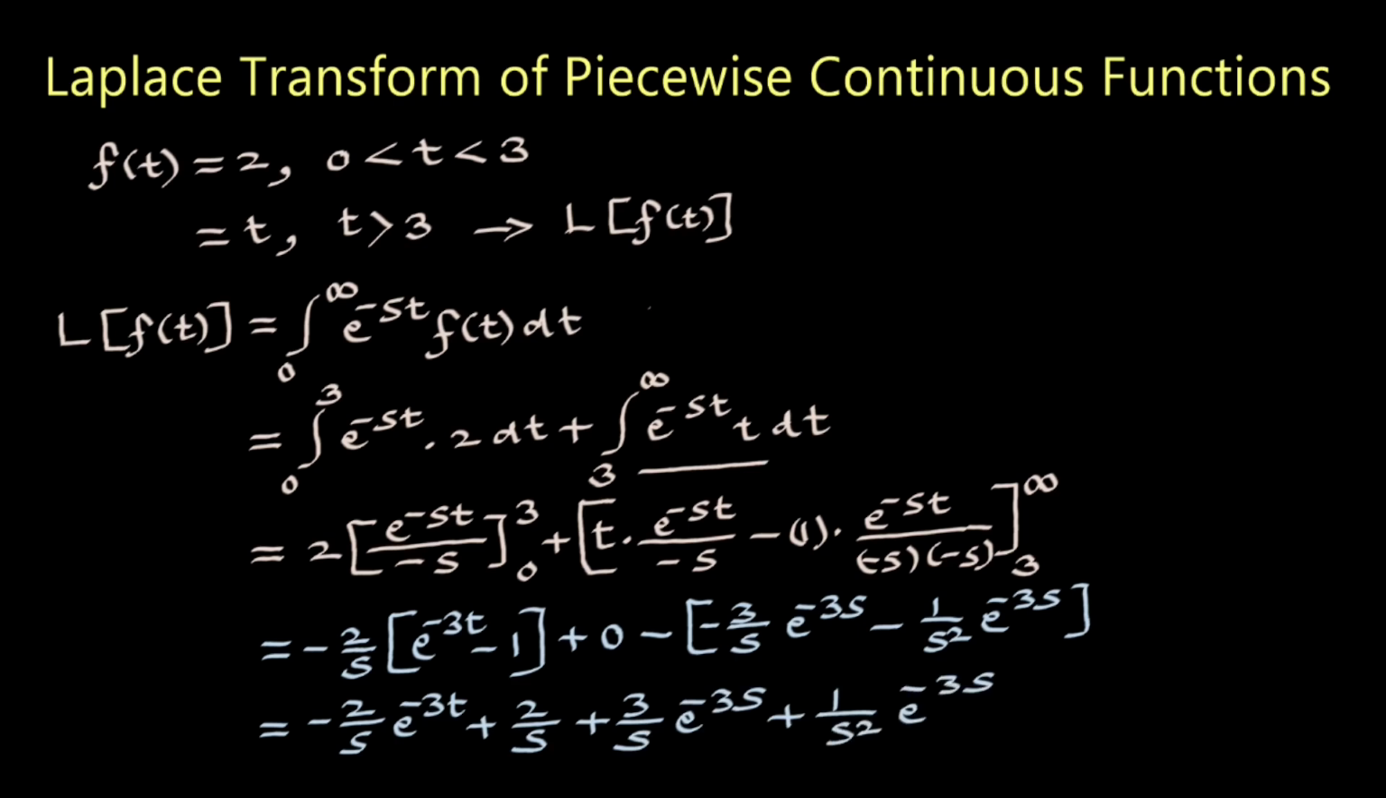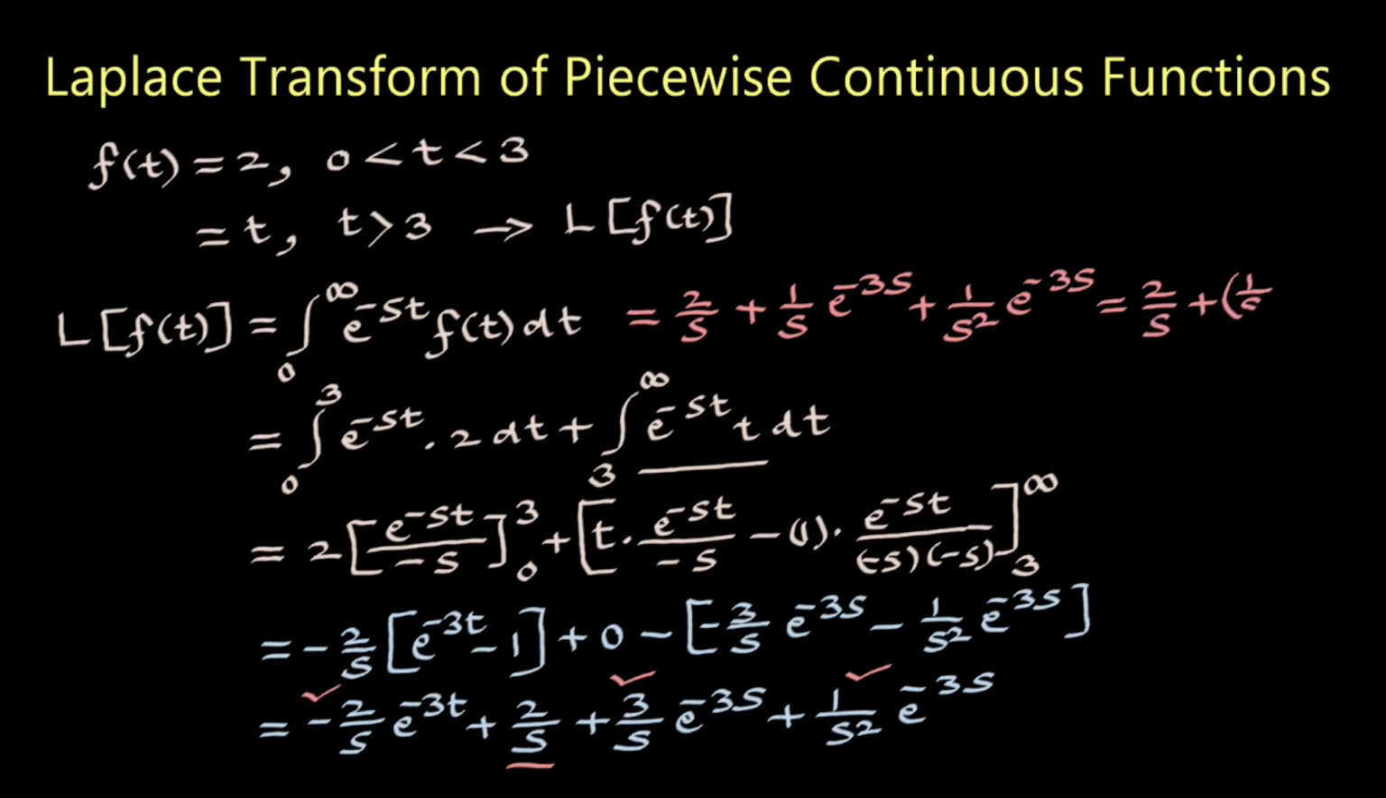So Laplace transform of f(t) will be first this 2 upon s, then this 3 upon s minus 2 upon s will be 1 upon s, so plus 1 upon s into e raised to minus 3s plus this term 1 upon s square e raised to minus 3s. This is 2 upon s plus 1 upon s plus 1 upon s square into e raised to minus 3s. That will be 2 upon s plus 1 upon s square into e raised to minus 3s. So this is Laplace transform of f(t).